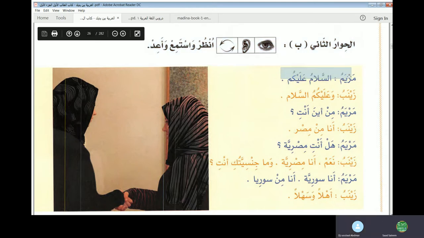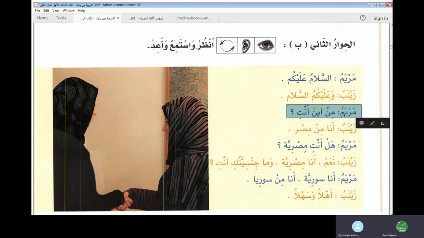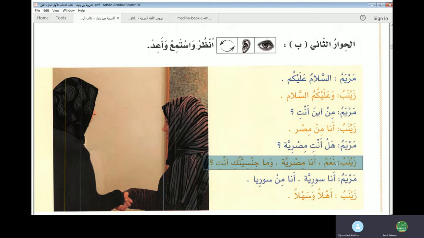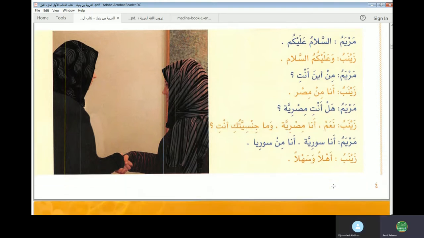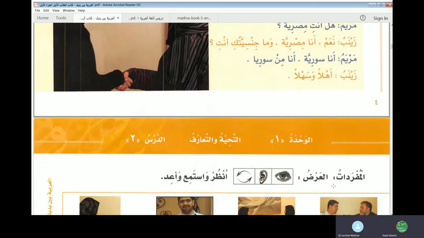السلام عليكم. وعليكم السلام. من أين أنت؟ أنا من نصر. هل أنت مصرية؟ نعم أنا مصرية. ومن جنسيتك أنت؟ أنا سورية. أنا من سوريا. أهلا وسهلا.